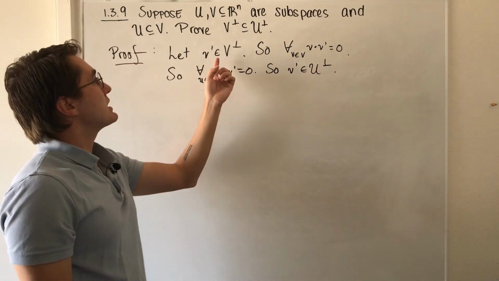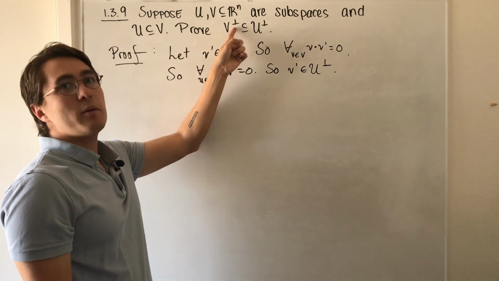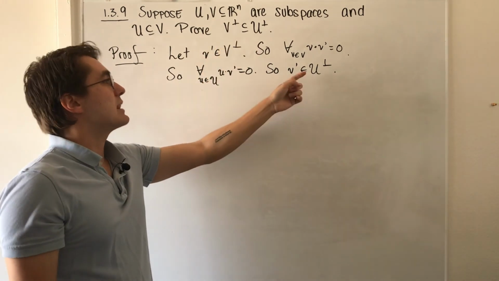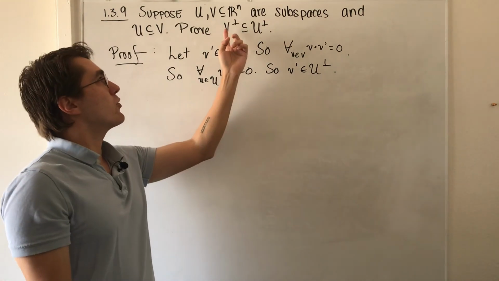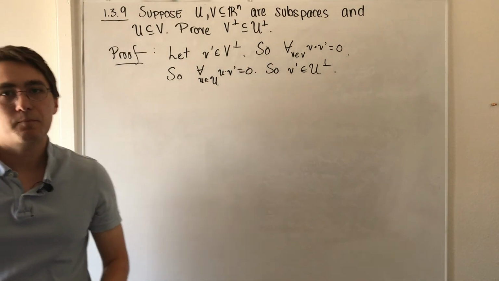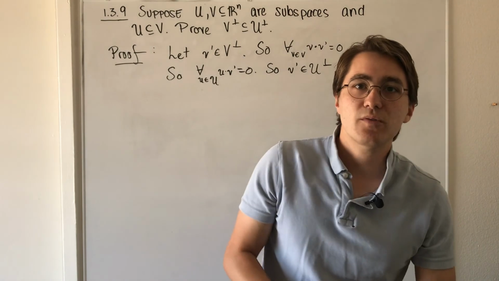So I started with the assumption that V prime was in V perp, and I showed that that also means it has to be in U perp, and therefore V perp is a subset of U perp. Okay, that's the end of this proof. I'll see you in the next video.